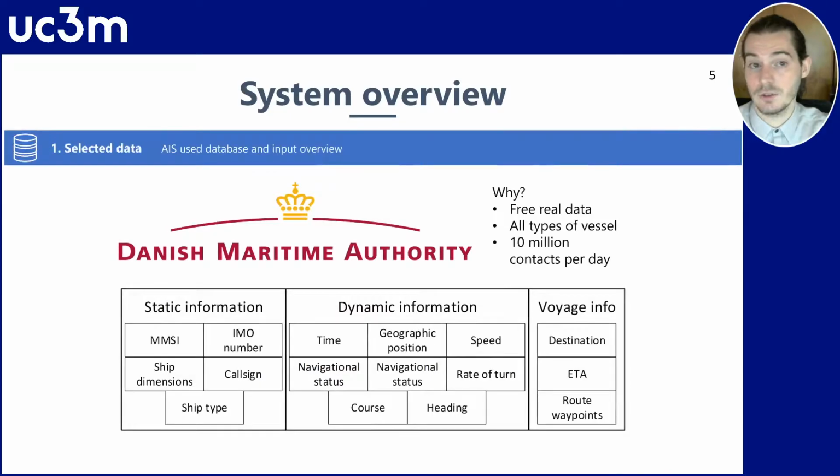First, the data source is AIS data collected and offered by the Danish Maritime Authority. It is composed of a daily batch of reports detected by several base stations on the coast of Denmark. Every AIS contact provides this information: static information that identifies the vessel, dynamic information of the movement of the vessel, and the route info. We only use the MMSI identifier, the ship type for the classification, and the time and the geographic position.